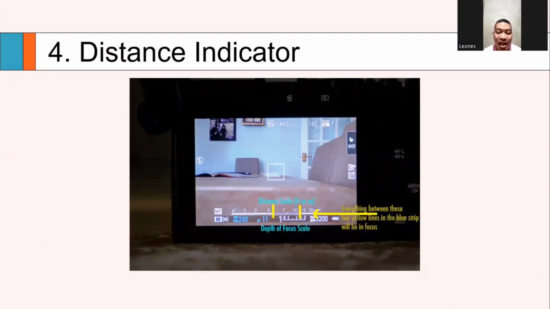Now, the distance indicator shows the distance of the object from the lens, and for the purpose of focusing to infinity. Film and analog cameras have a built-in distance indicator. So makita niyo sa screen, may nakalagay dyan na mga numbers na nag-i-indicate sa distance ng object.